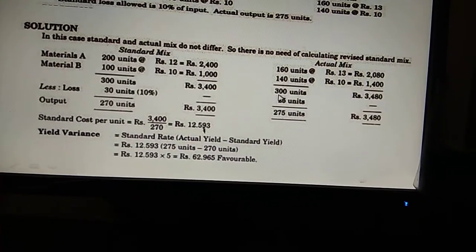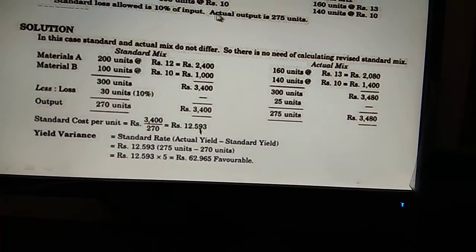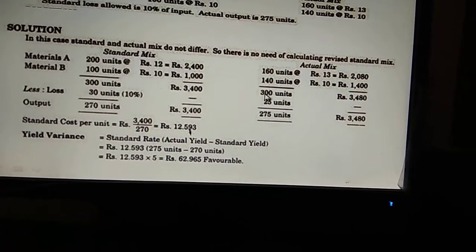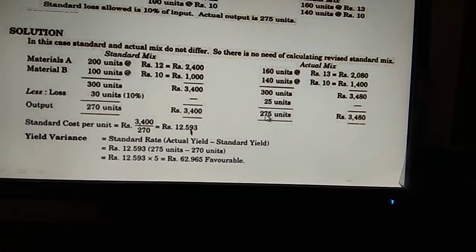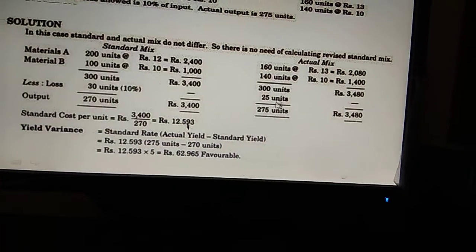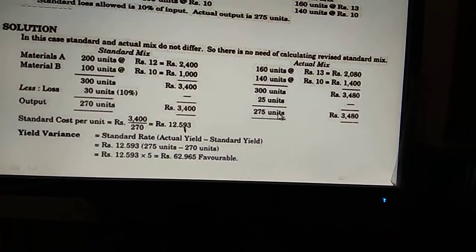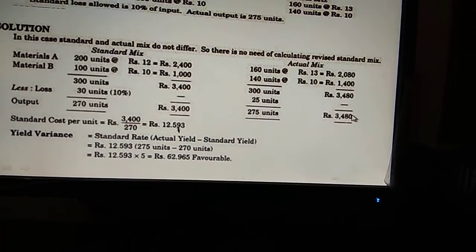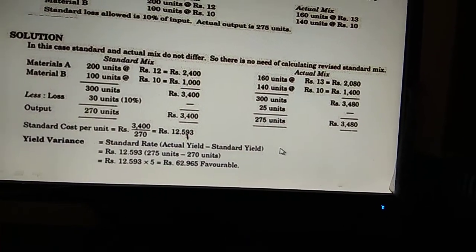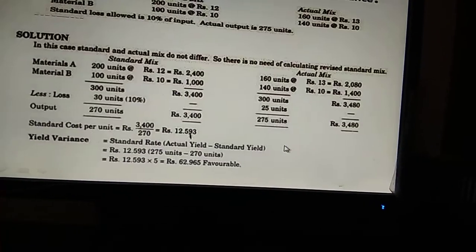Here the actual output is 275, they are telling. Obviously 300 minus 275 is 25 units loss, which is less than 10%. So for 275 units the total cost is 3,480. Now let us calculate yield variance.